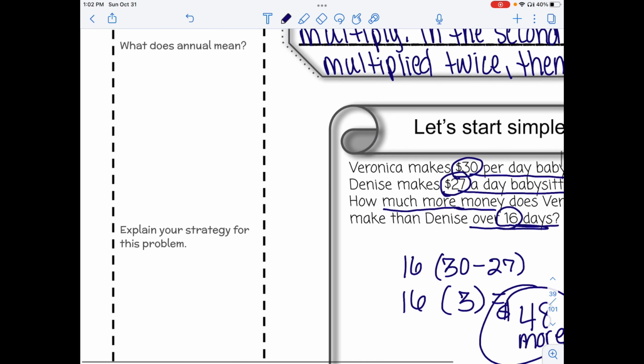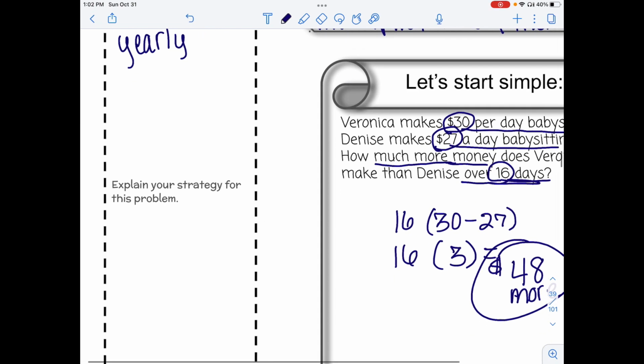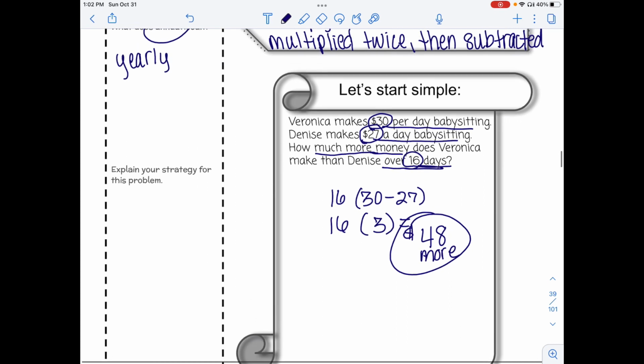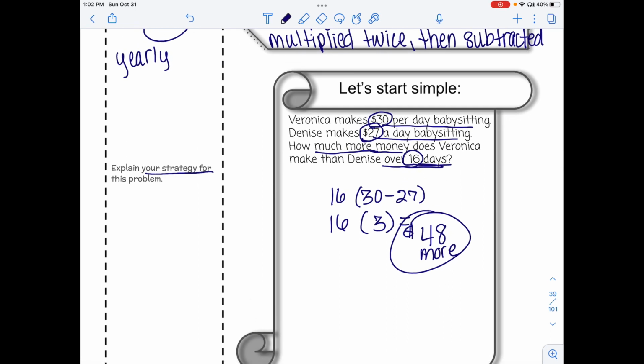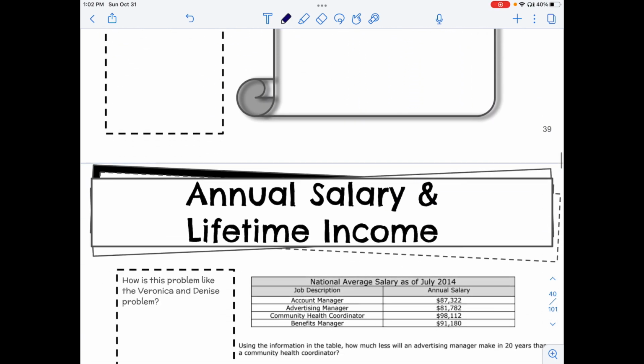Good job. Okay, so right here in our question, what does annual mean? Annual means yearly. Now, right here, I want you to explain your strategy for this problem. Did you do it this way or did you do it this way? All right, here we go, next page.